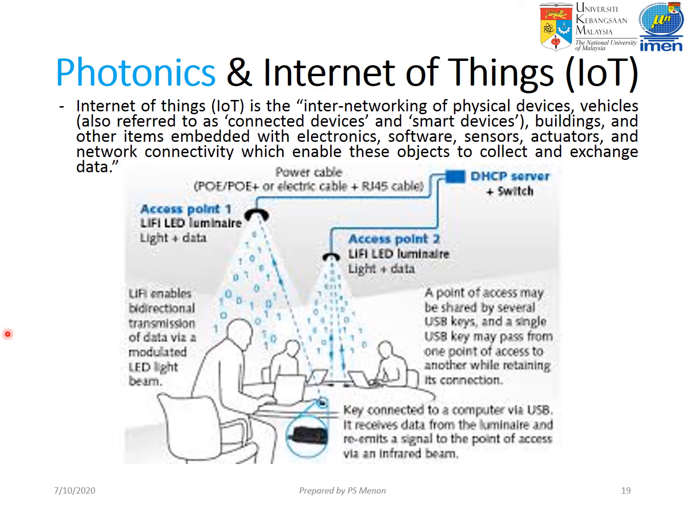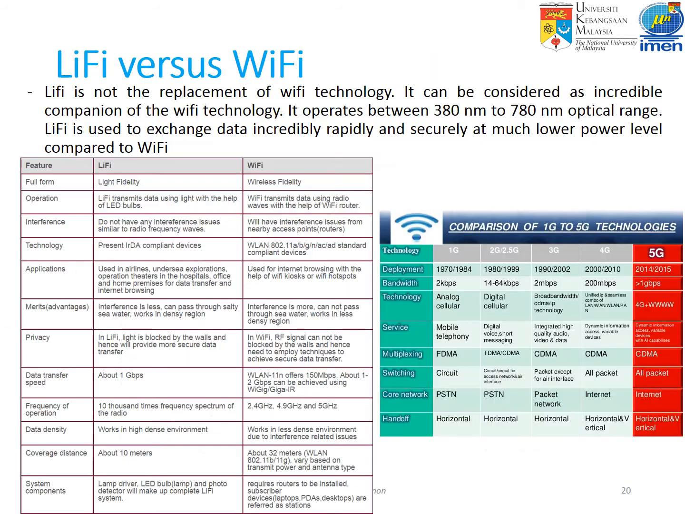Okay, so this is Li-Fi. So what is the difference between Li-Fi versus Wi-Fi? It is not the replacement of Wi-Fi technology. It can be considered as an incredible companion of the Wi-Fi technology. It operates between 380 nanometer to 780 nanometer optical range. And Li-Fi is used to exchange data incredibly rapidly and securely at much lower power level compared to Wi-Fi.